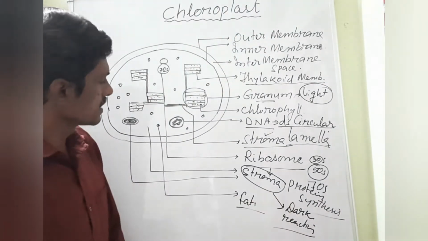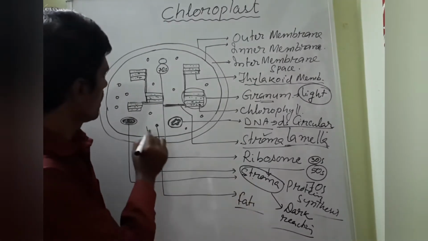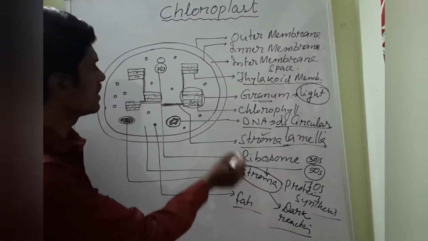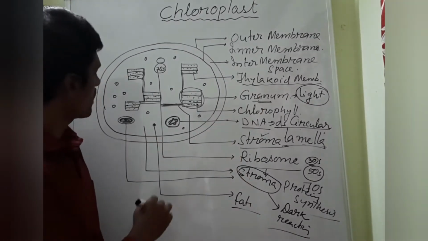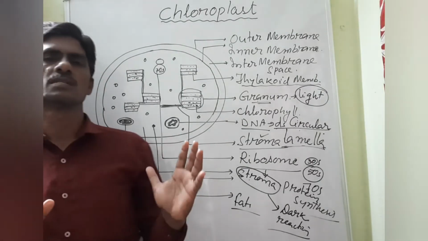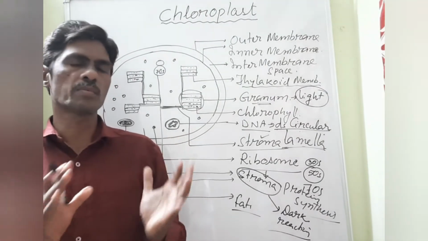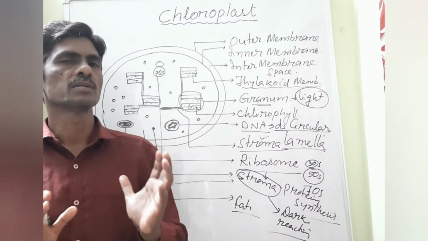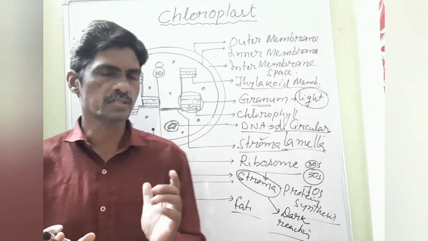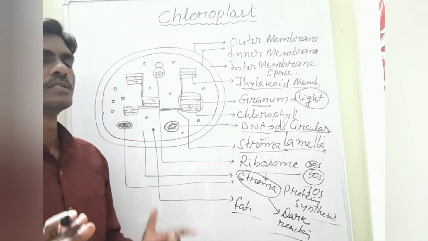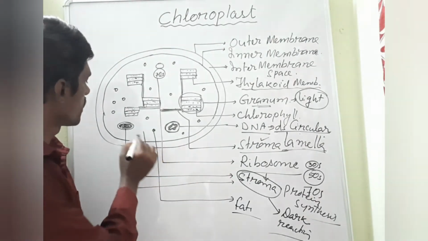Clear? So now just come to the points here. The non-green part is called stroma, the green part is called granum. Apart from this, the chloroplast can synthesize glucose. A number of glucose molecules form the structure called starch, which is a polysaccharide. So they store the food material in the form of starch grains.